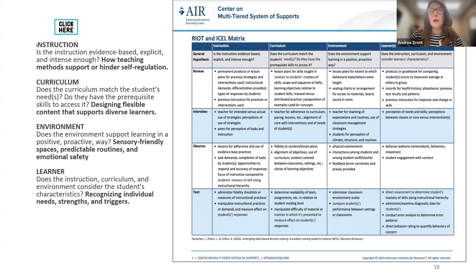So when we're thinking about early childhood, we're asking questions like instruction, how teaching methods support or hinder self-regulation, curriculum, designing flexible content that supports diverse learners, and then environment, sensory-friendly spaces, predictable routines, emotional safety. So keep in mind, if we're providing routines, structures, and safety within the classroom, we are truly rewiring some of that child's brain so they feel safe in that environment.